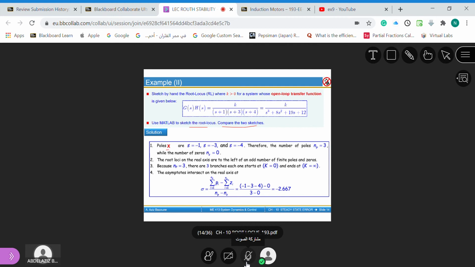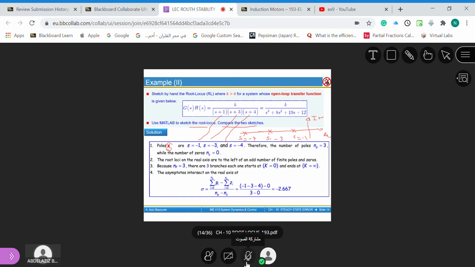Poles, usually we put them here. If we draw the poles on the imaginary axis or the S plane, we have this one. Always we put X for the poles. X for the poles. S is equal to -1 here. S is equal to -3 and S is equal to -4. We put them here. S is equal to -1, S is equal to -3, and S is equal to -4. Is it clear, Shabab? These are the poles.